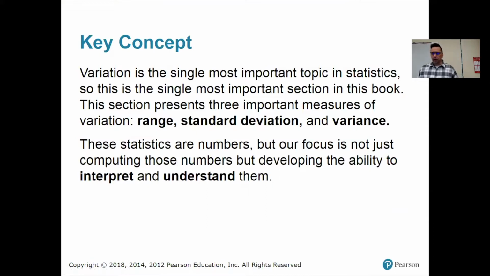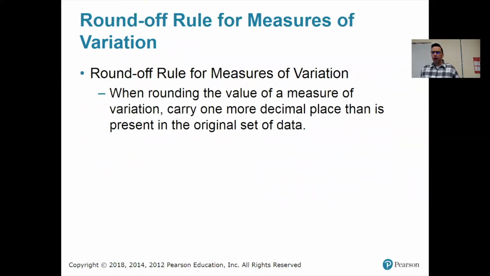All right, so let's start with the range because that's the easy one. Oh, let's start with the round-off rule, actually. So the round-off rule for measures of variation is the same as it is for measures of center: one more decimal place than is present in the original set of data. Just like mean and median.